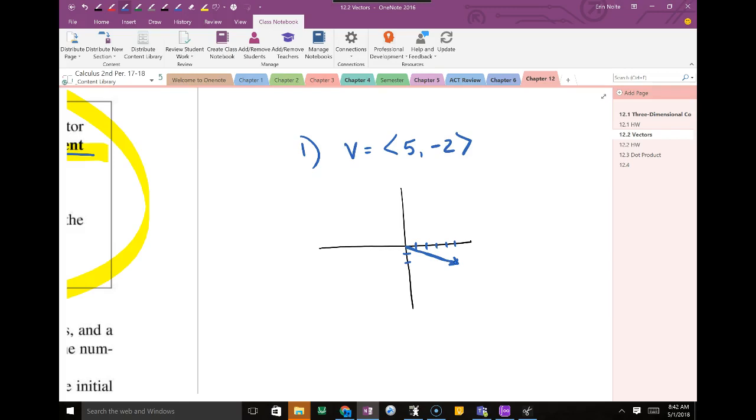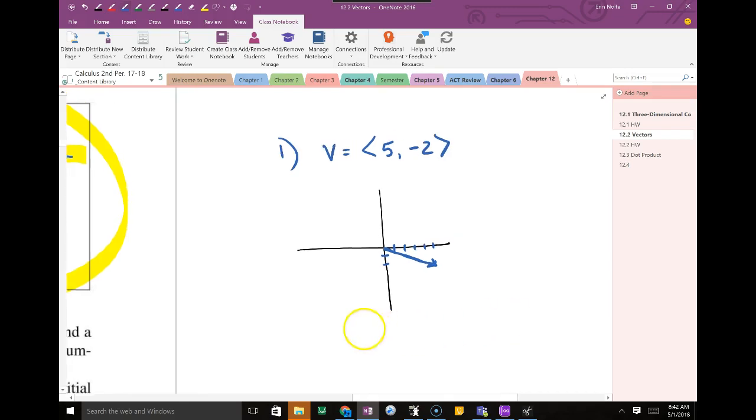So the thing that you do need to understand about a vector is that we can take a vector and we can move it around. So as long as it keeps its magnitude and direction, we can move it anywhere in three-dimensional space. Okay, so I could potentially take that vector and instead of starting at (0, 0), I could start it at (5, 3), and then from there just move to the right 5, down 2, and I would still have that same vector. Does that kind of make sense?